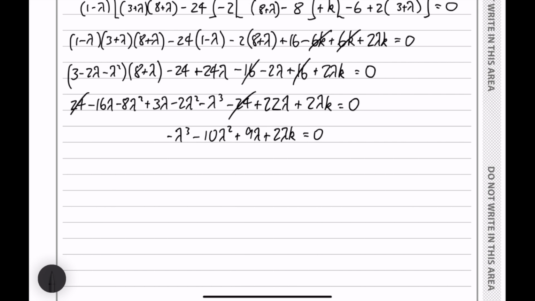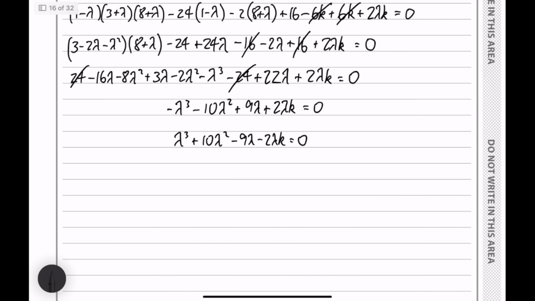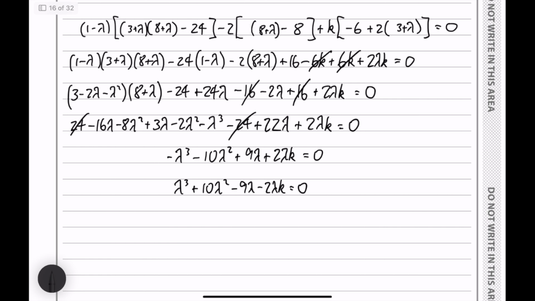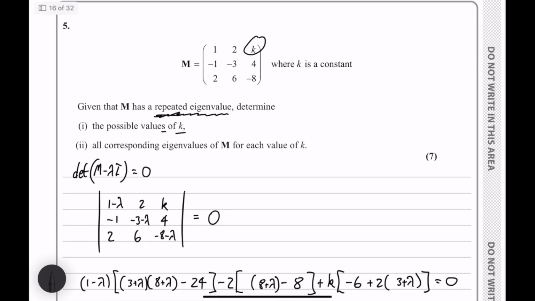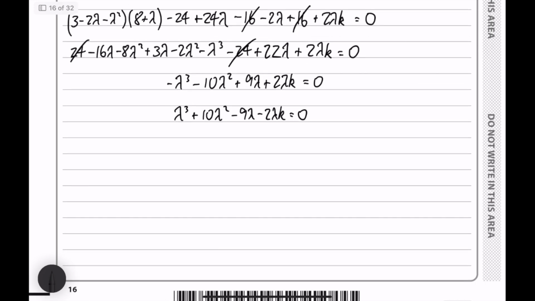Now I never like to have a negative on my first term, so I'm going to change all that. Okay, now normally we would factorize this and get our lambda values, which is kind of what we're going to do, but what we actually want to find is k, and the clue we've been given is that we have a repeated eigenvalue. So well, I've got a lambda in everything first of all, so let's take that out. That's our first value sorted.